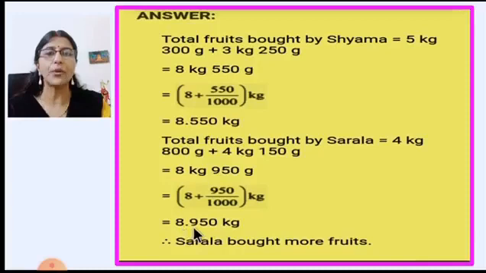So you will get 8.950 kg. Now we'll compare these two values, 8.550 kg and 8.950 kg. 8 kg is same, but you see the number which is after the decimal point. Here it is 9 and here it is 5. So this value is bigger. So we'll write Sarla bought more fruits.